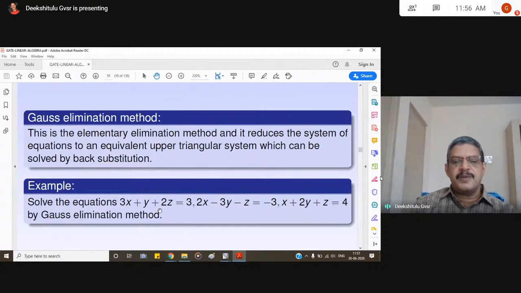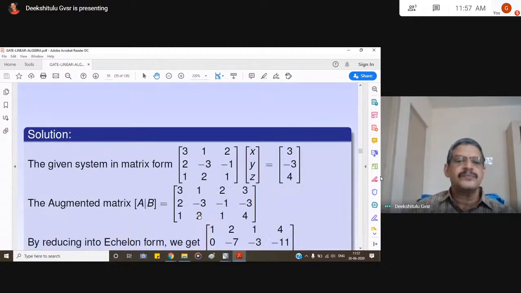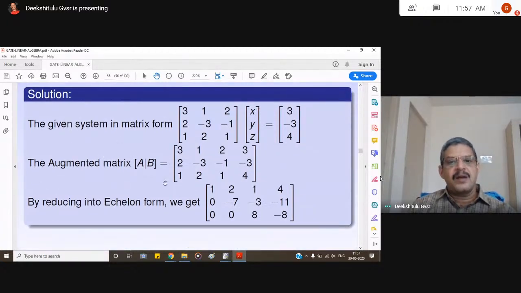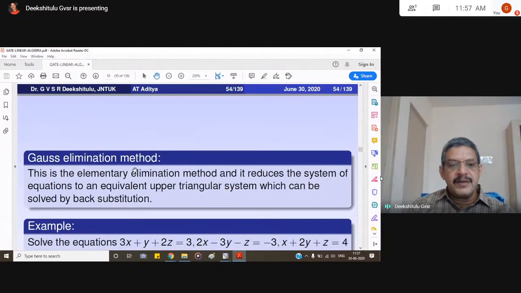Consider the equations 3x plus y plus 2z is equal to 3, 2x minus 3y minus z is equal to minus 3, x plus 2y plus z is equal to 4, by Gauss elimination method. The given system is like this. So consider the augmented matrix. Then convert the system into an upper triangular system.